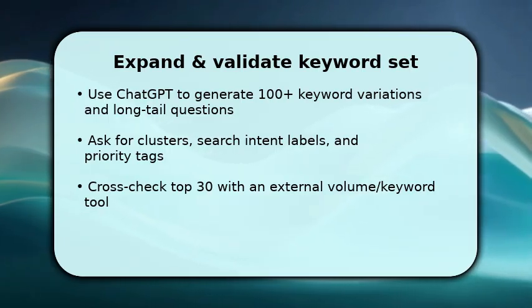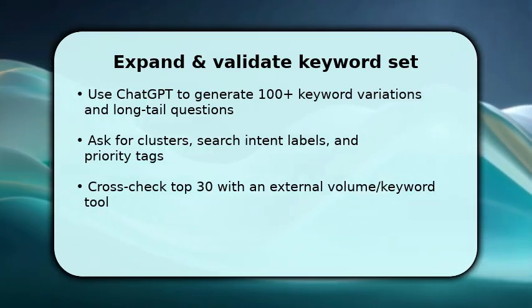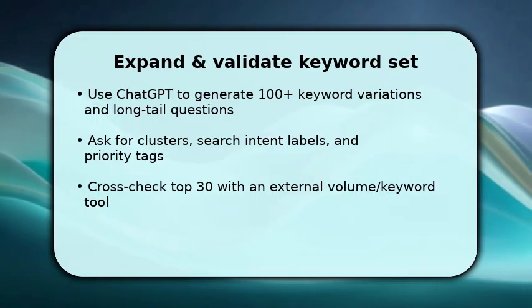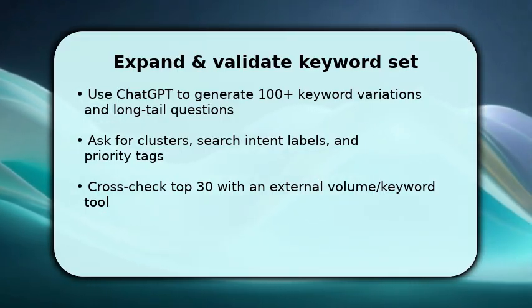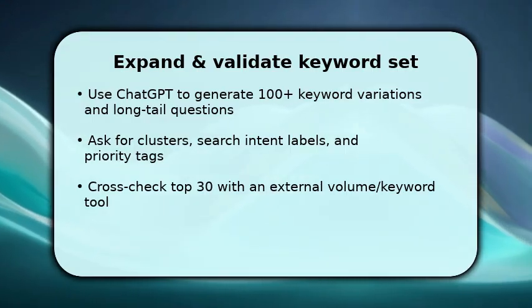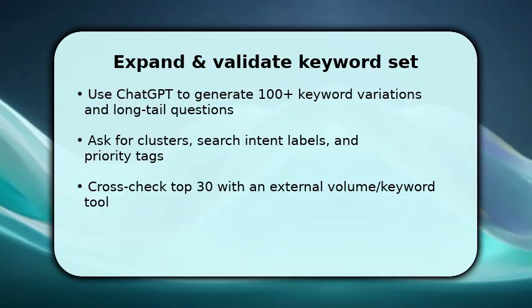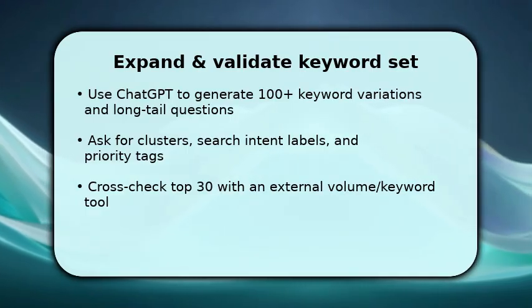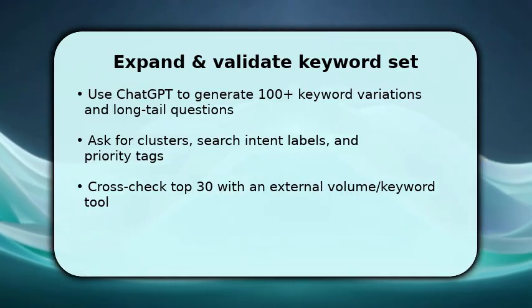Once ChatGPT returns results, request priority tags, low, medium, high, based on relevance and competition cues. Then export the top 30 candidates and validate them with your keyword tool for exact search volume and difficulty. This prevents chasing low-value terms and refines focus.